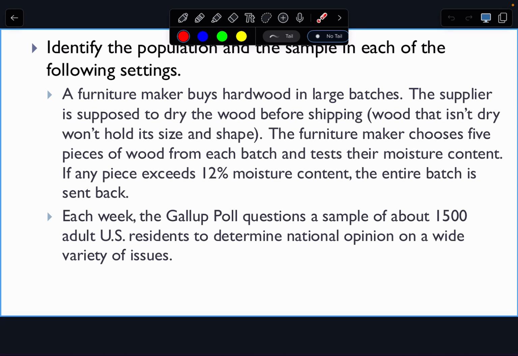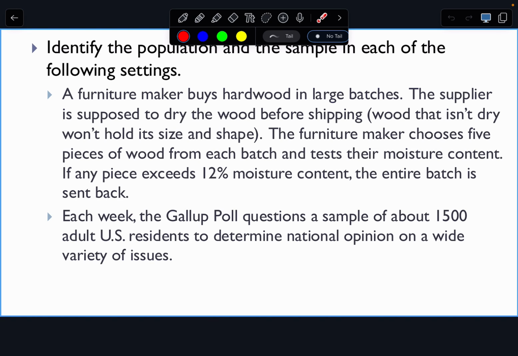So when we're looking at this first scenario here, there's a population of interest that the furniture maker wants to know information on, and there's a sample that he selects from that population to get a representative look at what that entire population would look like. So in this scenario, what would my population of interest be? Yeah, the entire batch of wood, right?